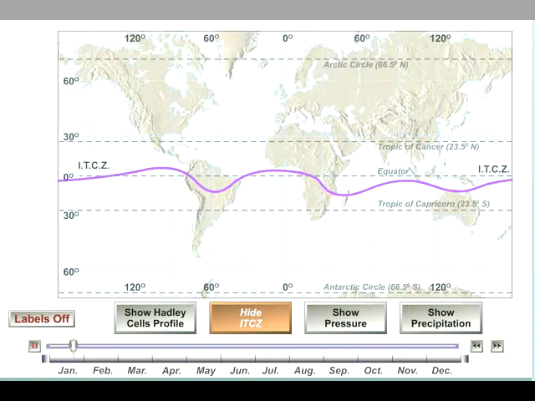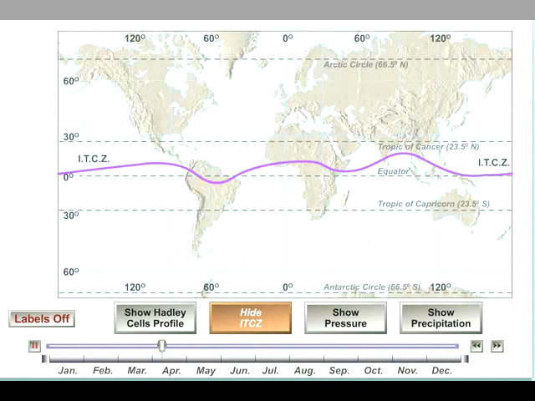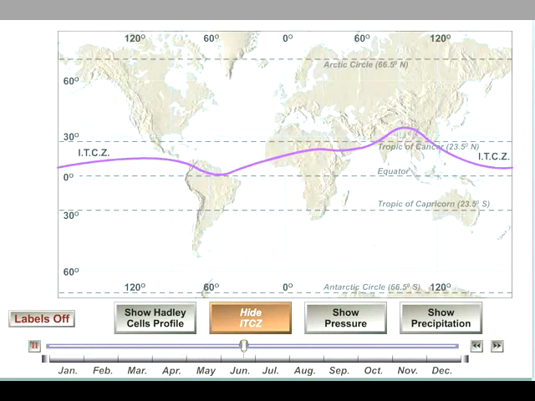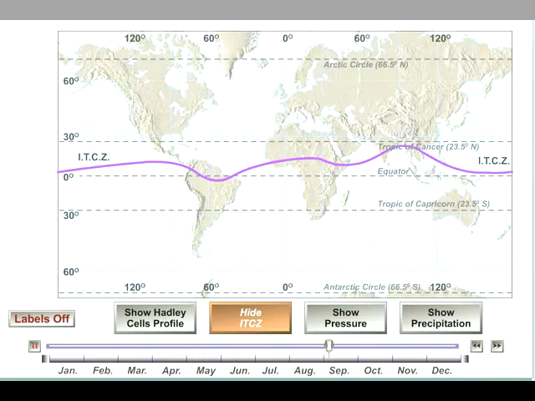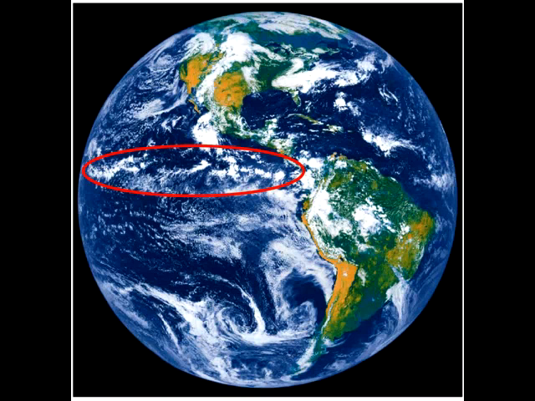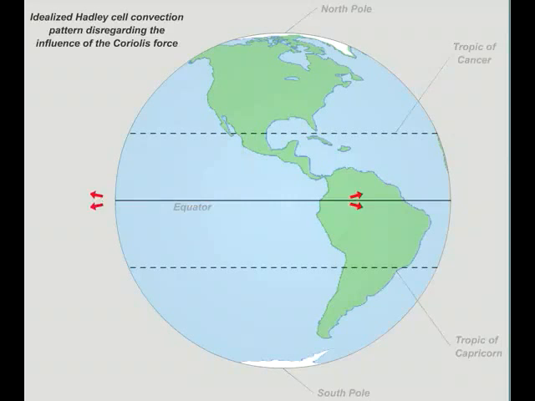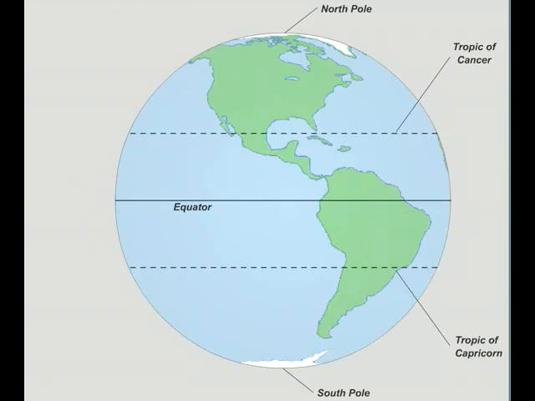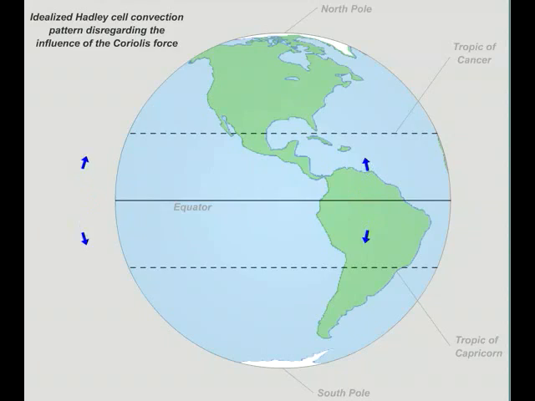The ITCZ generally follows the vertical solar rays, which means it moves into the northern hemisphere in summer and in the southern hemisphere in winter. It is usually characterized by clouds and heavy precipitation. The ascending air diverges polewards in the upper troposphere.